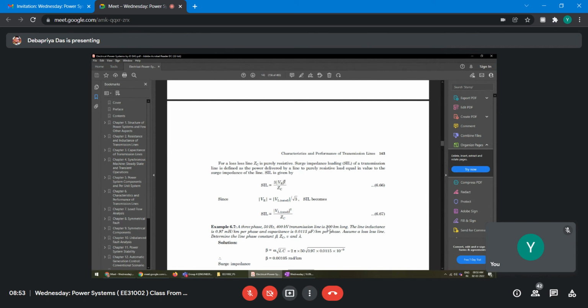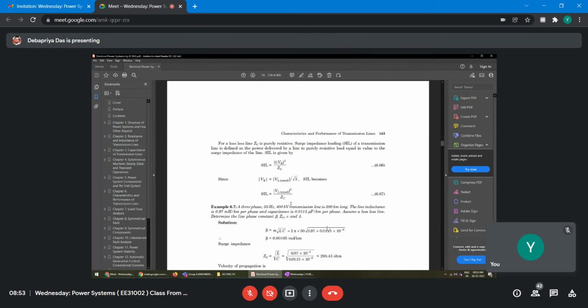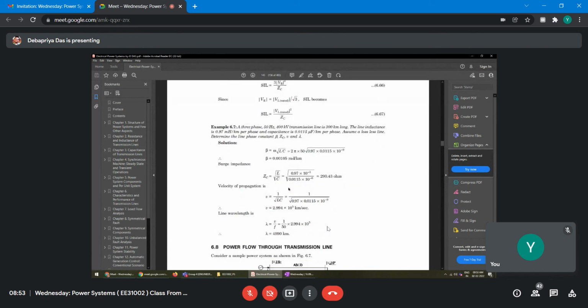And it is VR square upon ZC, basically resistive. Although we are writing ZC for single phase, if VR is the per phase voltage, multiply by 3 to get the total three phase. And therefore VR is equal to VL rated by root 3. If you input in terms of line voltage, then the surge impedance loading will be VL square upon ZC, right? So this is one thing.